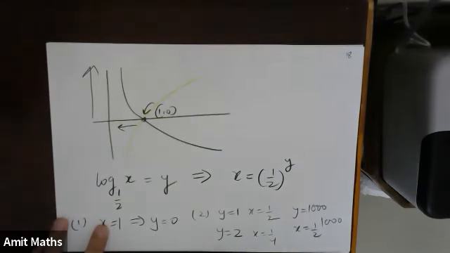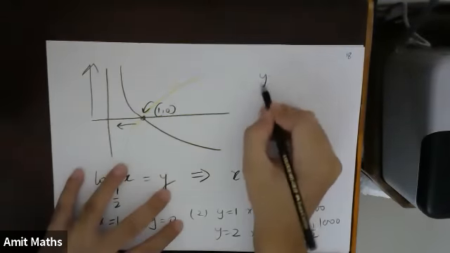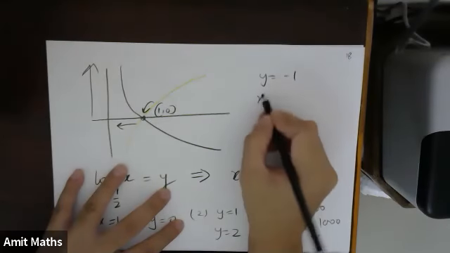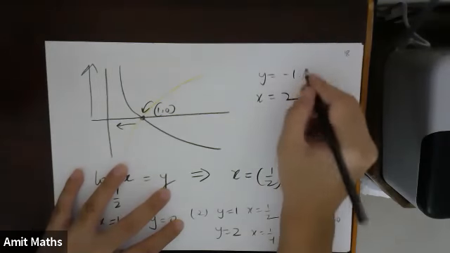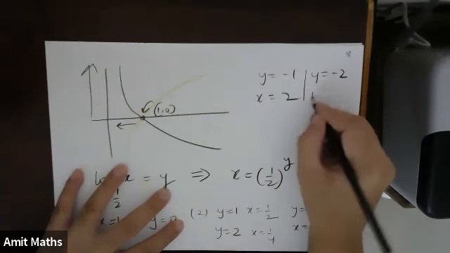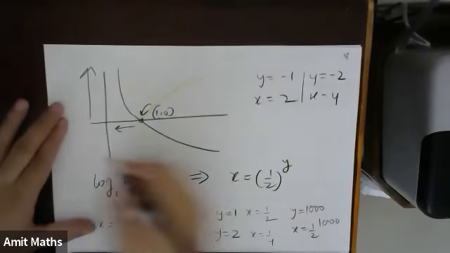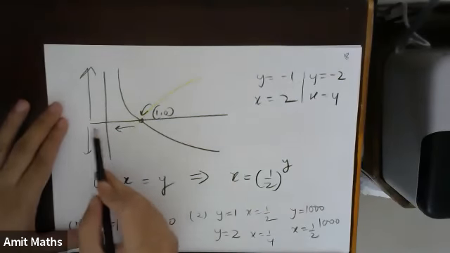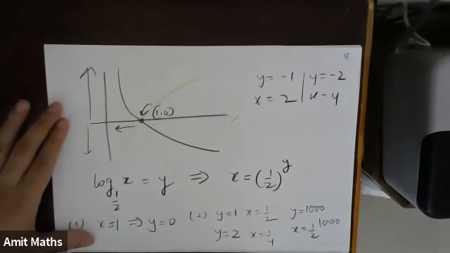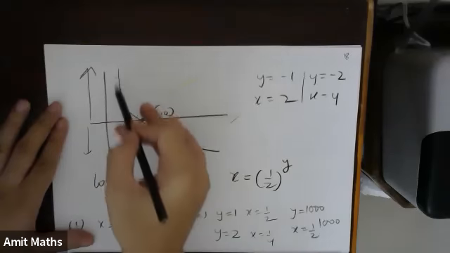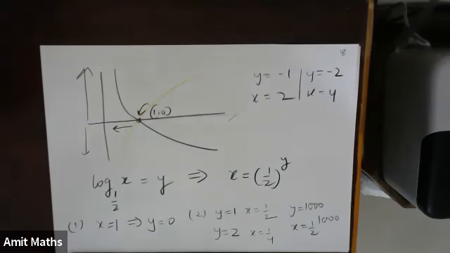Understood? Now suppose I decrease the value of y, if I make y negative. So suppose y is minus 1, x will become 2. If suppose y is minus 2, x will become 4. So as y decreases, as y becomes negative, x starts increasing. Understood? So this is the way you can remember that the curve will be something like this. This is the concept of weak base.